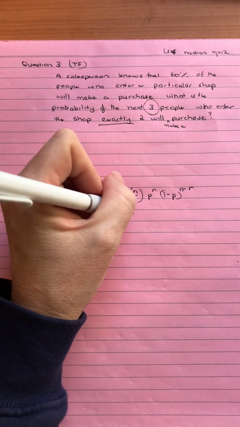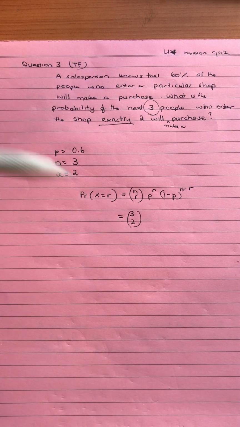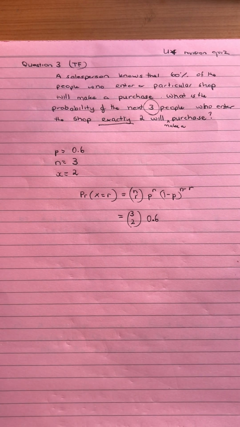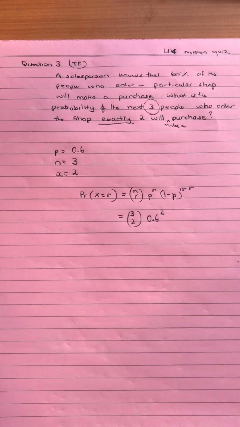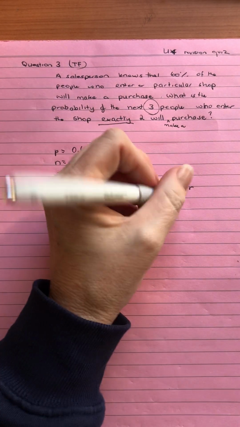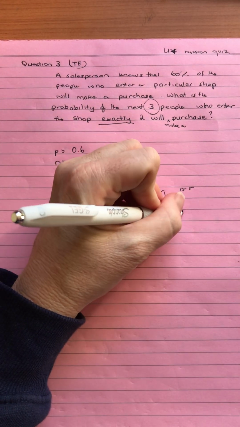So in this case, we have our 3, 2. So out of 3 trials, 2 successes. Our probability is the 0.6, and it's being raised to a power of 2 because it's 2 successes, and that means we have 1 that didn't purchase, or 1 failure, and the 1 take p is going to be 0.4, and we're going to raise that to a 1.